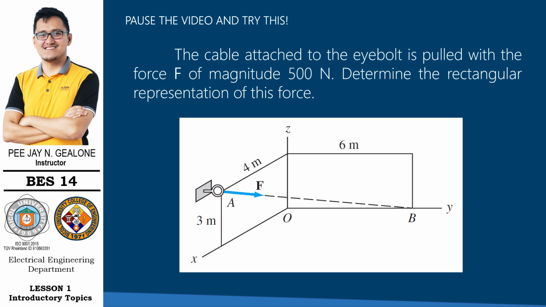Okay, welcome back. So this problem speaks about the cable attached to the eye bolt is pulled with a force F of magnitude 500 Newton. So determine the rectangular representation of this force. So makikita nyo that we have force F here directed from point A to point B, and then the distance from this point to the x-axis, which is 3 meters, from the z-axis 4 meters, and from point B to the origin we have 6 meters. So this will be very useful information sa pag-solve natin. So I'll be showing you the solution in the next slide.